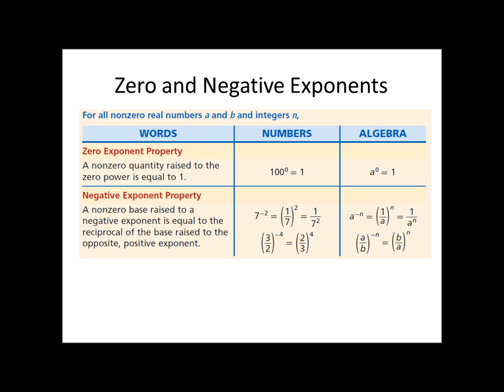If we see a negative exponent on an entire fraction, like 3/2 to the negative 4th power, that means that both the top and the bottom of the fraction are in the wrong spot. So if I flip them, I can go ahead and get rid of the negative. So it becomes 2/3 to the 4th power.